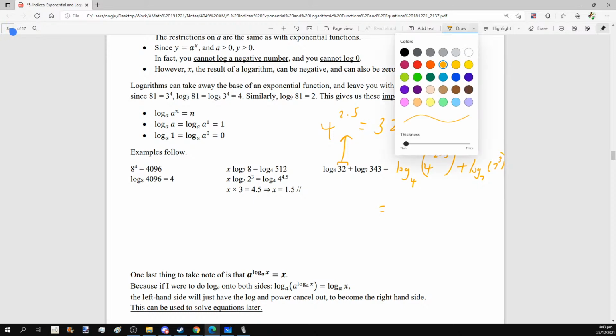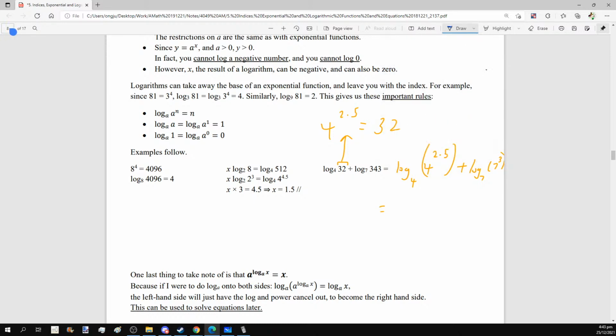From here, if you remember, logarithm and exponential will cancel each other out. Logarithm and exponential will cancel each other out. And we are done.